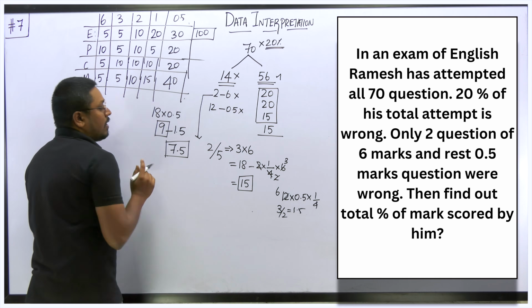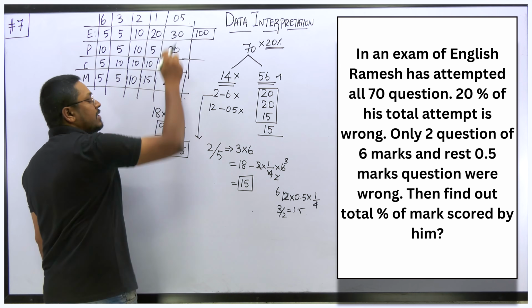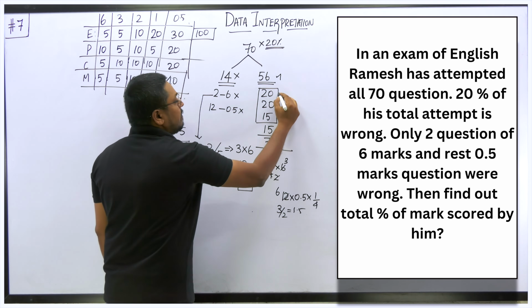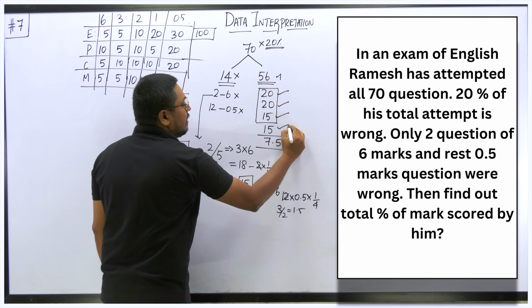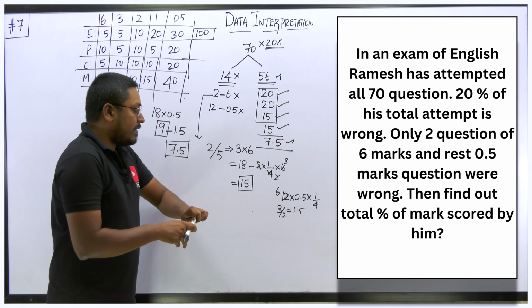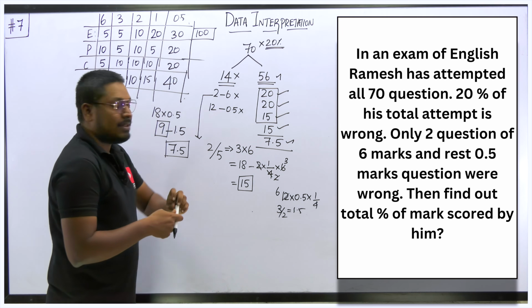So friends, understood or not? So the total marks that he scored on 0.5 mark questions will be 7.5. So this will be the total marks that he will be getting in all the questions. So friends, understood how I calculated? Just listen here, sorry if I calculated anything fast.